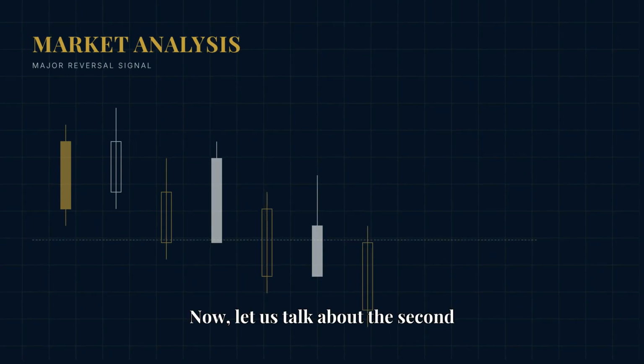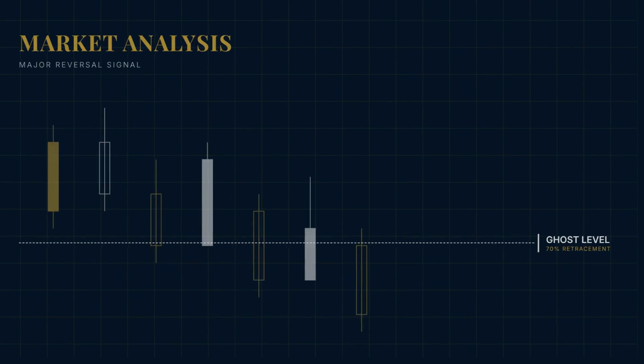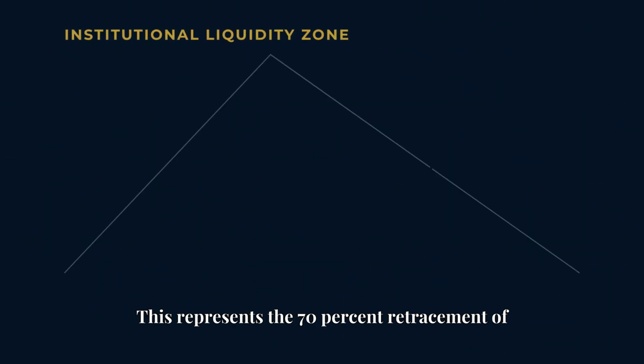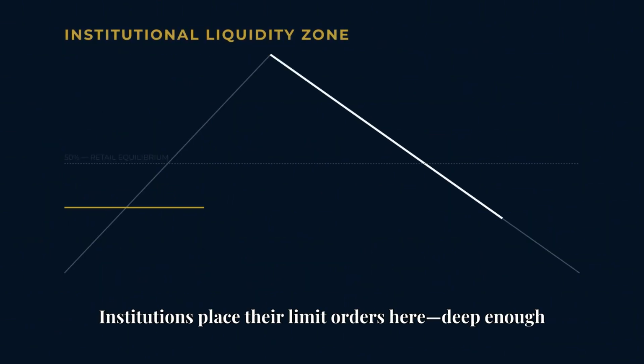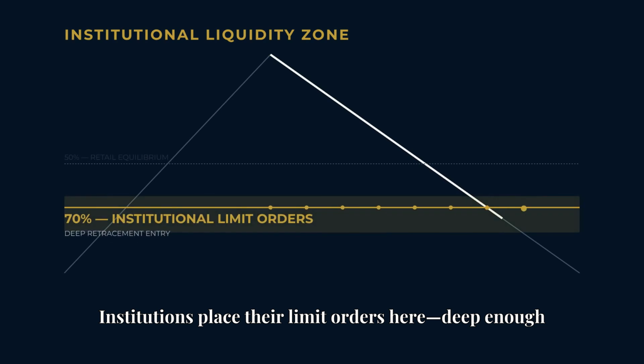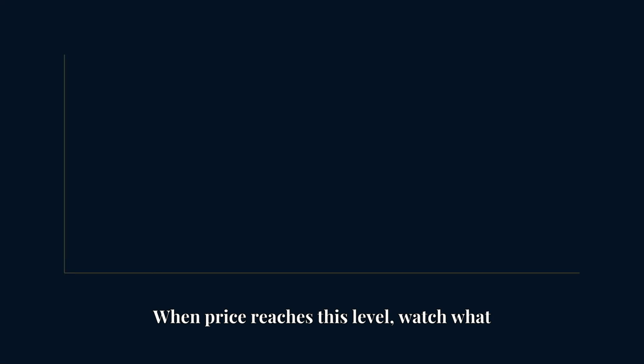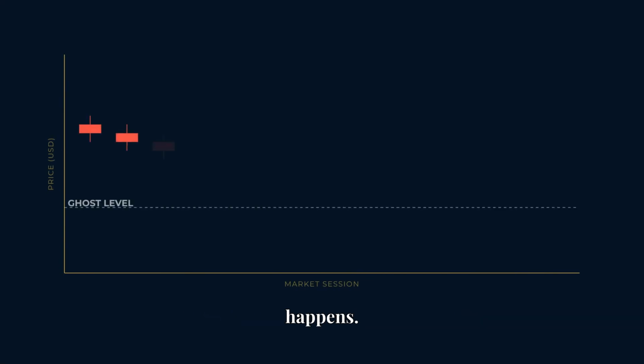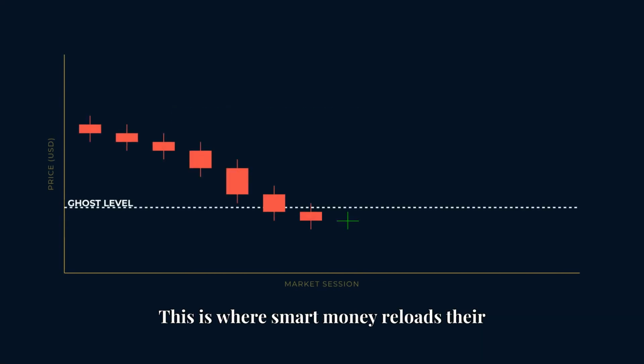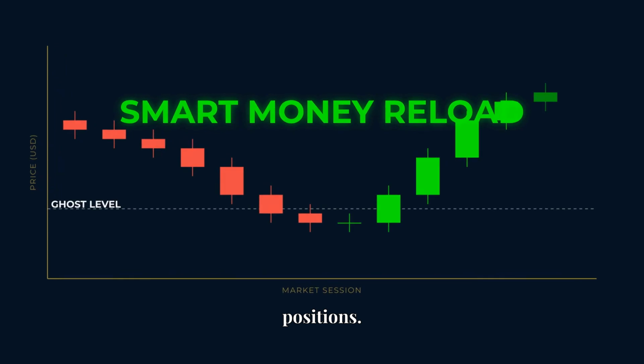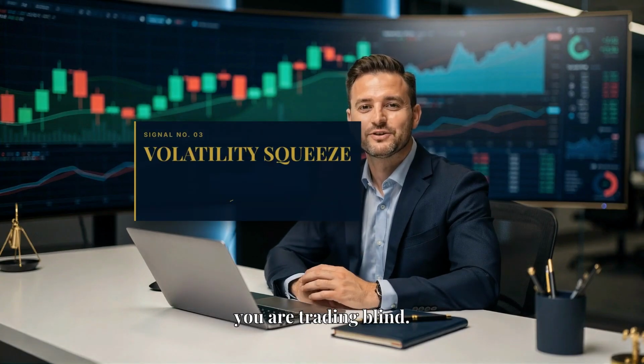Now, let us talk about the second major signal, the ghost level. This represents the 70% retracement of the last major move. Institutions place their limit orders here, deep enough to catch a full retracement. When price reaches this level, watch what happens. It bounces every time. This is where smart money reloads their positions. If you are not watching this level, you are trading blind.